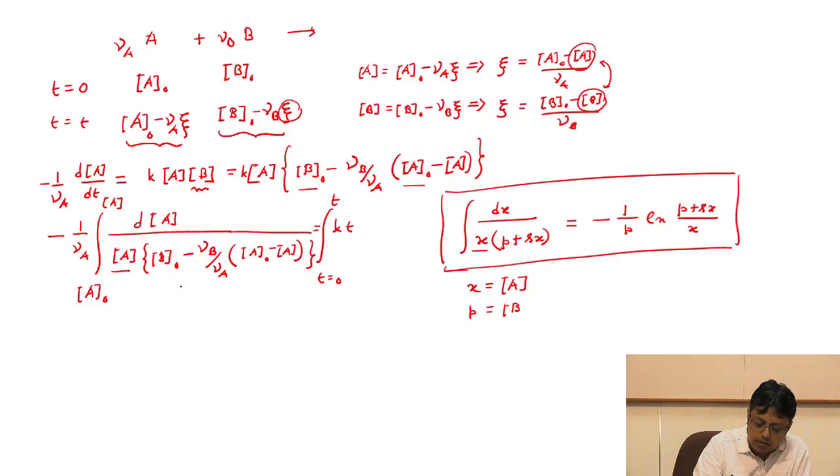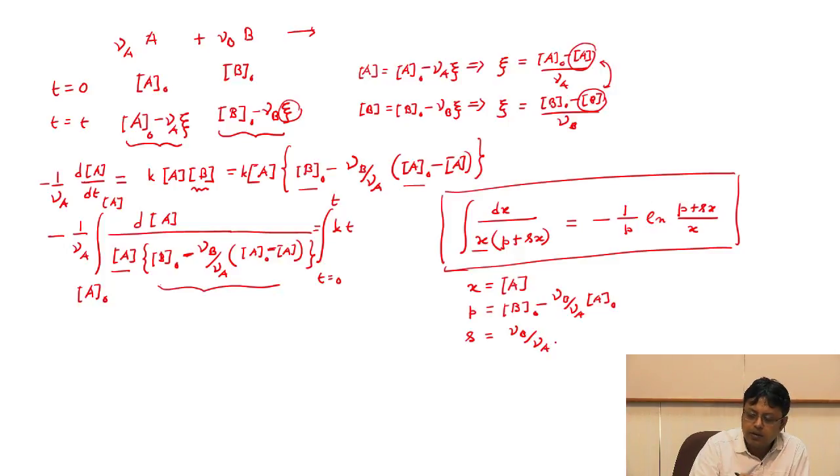If I just write this thing, it is nothing but b0 minus nu b by nu a into a0. That part is the p, and then you have s. S is nothing but, if you expand it, I'll have the third term as a times nu b by nu a. There's a minus sign here, and there's also a minus sign here, so that is plus. So s is nothing but nu b by nu a.